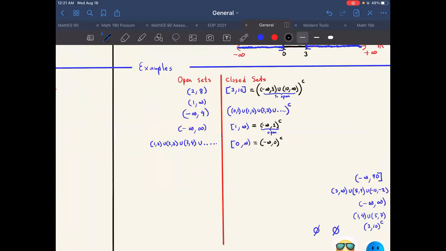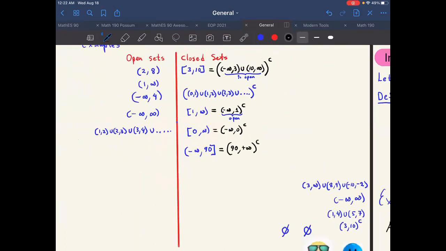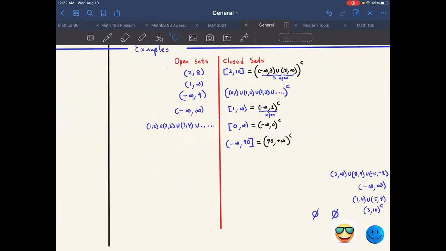All right. So what about this one? This is a closed set. Why is that a closed set? Because it's the complement of an open set, namely (90, plus infinity). That's the complement of that. Right, what about this one? That's a union of open intervals. Therefore, that makes it an open set. What about this? That's a closed set.